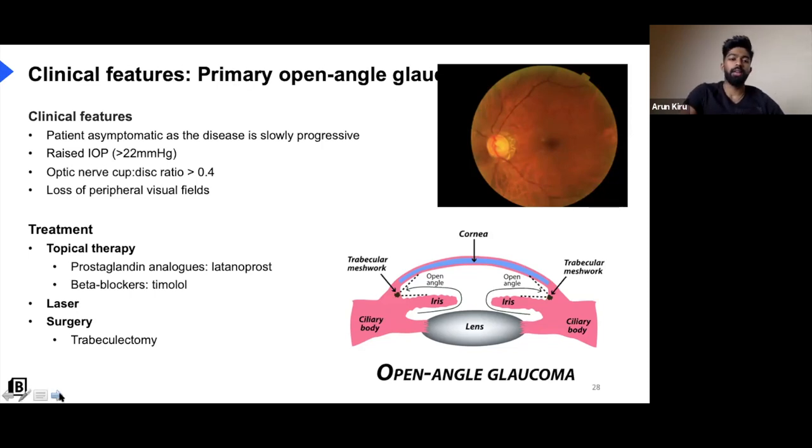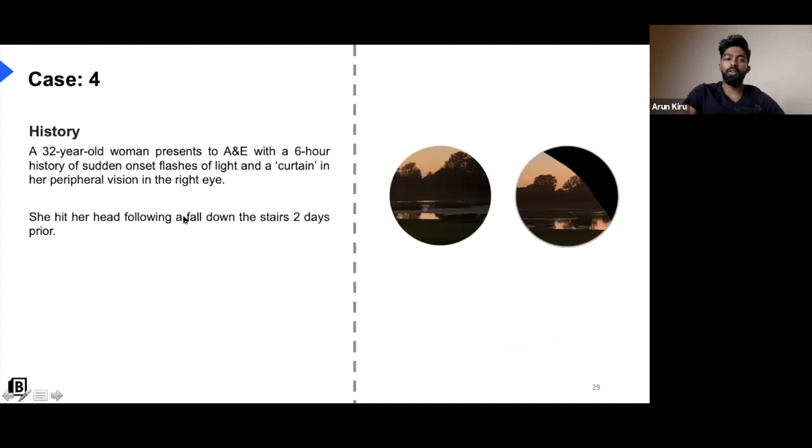Okay, great. Everyone happy so far? Let's move on to the next question. So a 32-year-old woman presents to A&E with a 6-hour history of sudden onset flashes of light and a curtain in her peripheral vision of the right eye. You can see this is normal and this is the curtain. She hit her head following a fall down the stairs 2 days prior. So suddenly she's got flashing lights and a curtain in her peripheral vision in the right eye.